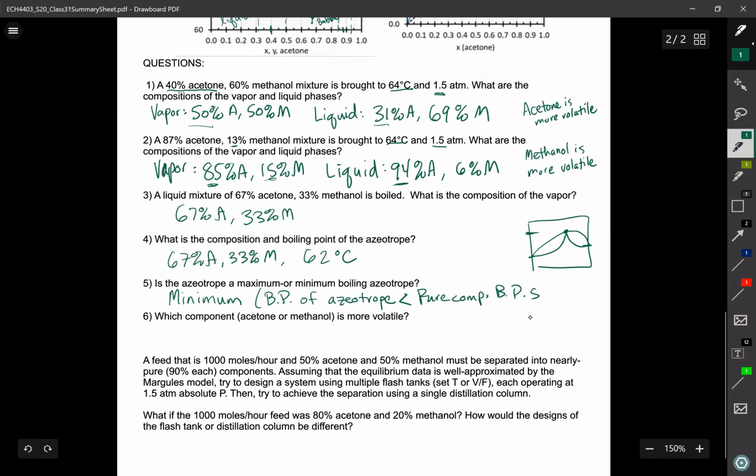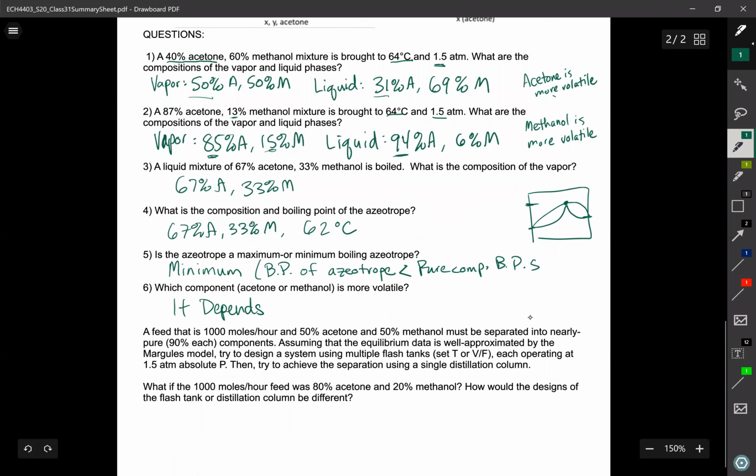Which component is more volatile? We covered that already. The answer is it depends. It depends on what the composition of your original mixture is. If you have a lot of acetone, then methanol is more volatile. If you have a little bit less acetone, then acetone is more volatile. So that was some introductory questions. Next video, we'll get into this problem below.